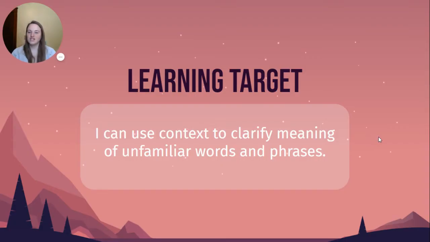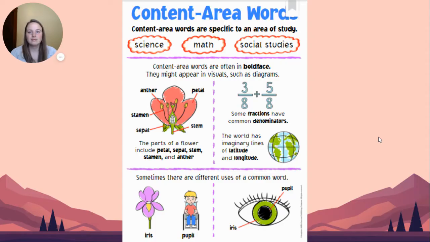Our learning target for today is I can use context to clarify meaning of unfamiliar words and phrases. So that means that we're going to look at the text to try and figure out what a specific word might mean. This really pertains to content area words a lot of times. We can use context clues to help us with lots of different vocabulary, but in particular, content area words we sometimes have to figure out as we're reading them.